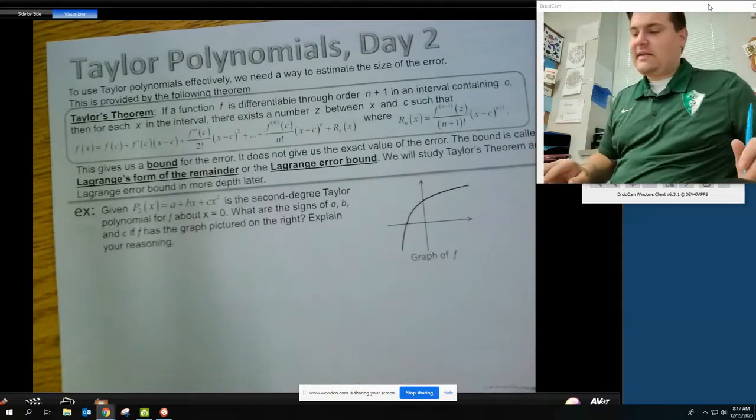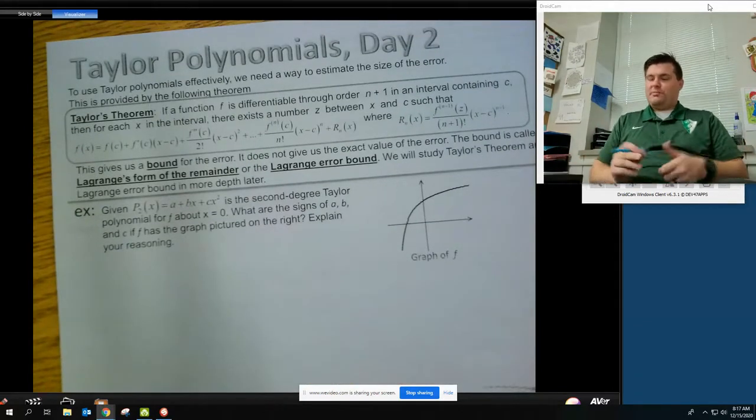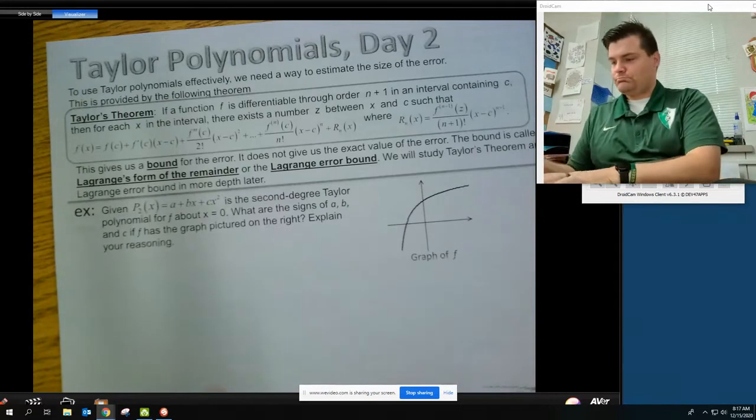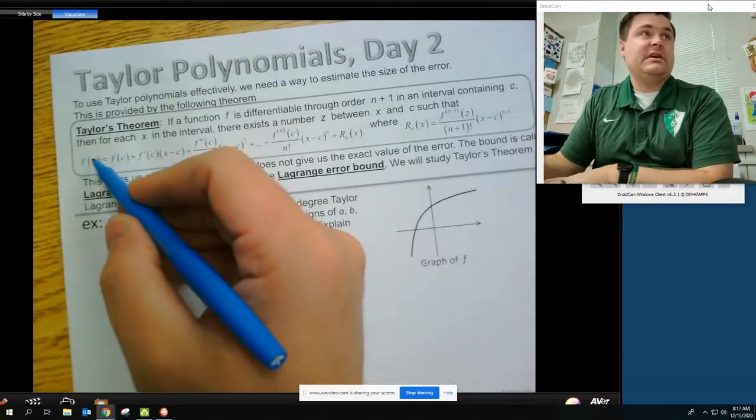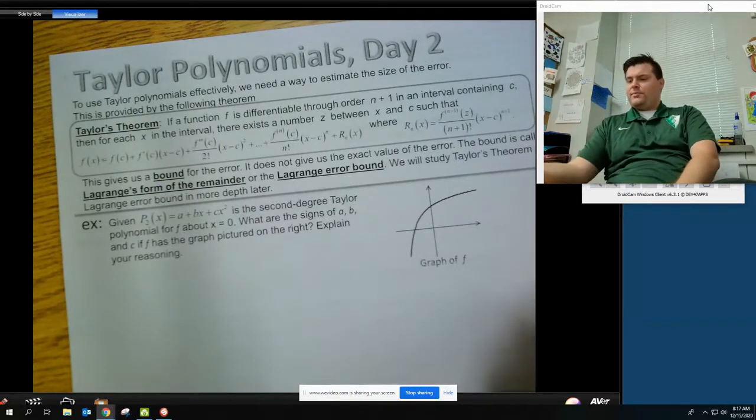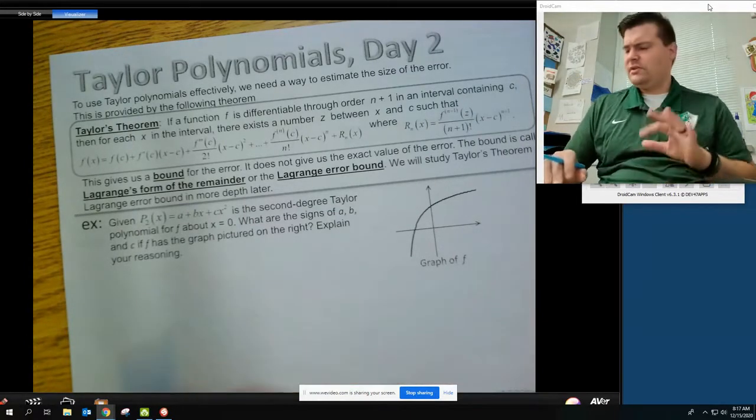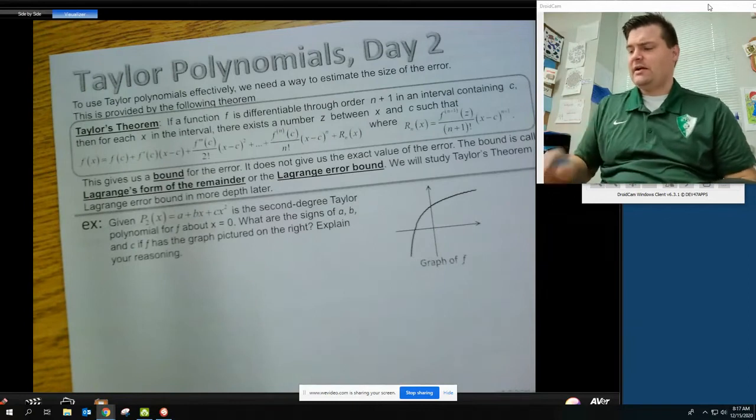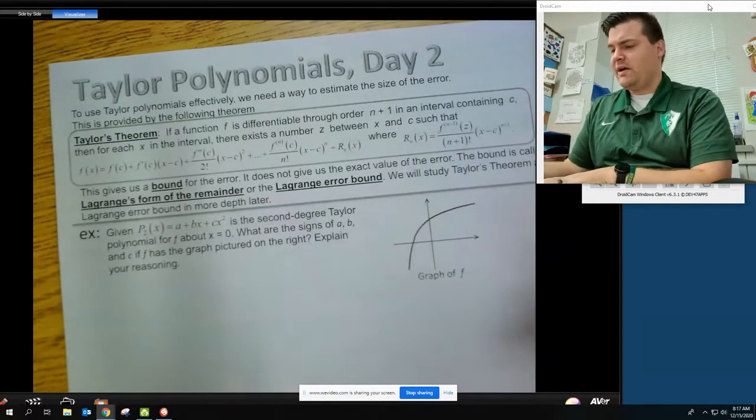Day here on Taylor Polynomials. So we're just going to build off what we did last time, which is really just using this equation right here. But there is a little bit of a theorem we'll talk about with error. So we're just going to touch on it now. We're going to hit it a lot harder later with Lagrange error bound.